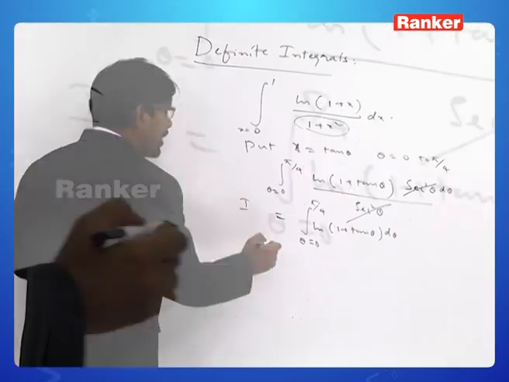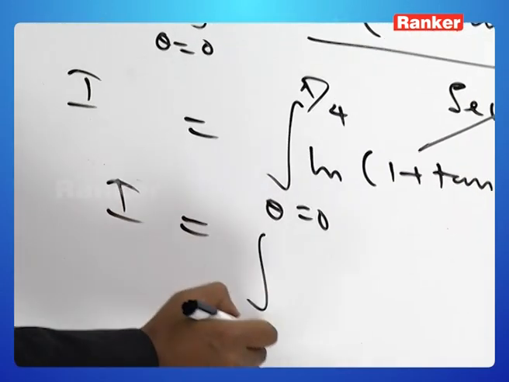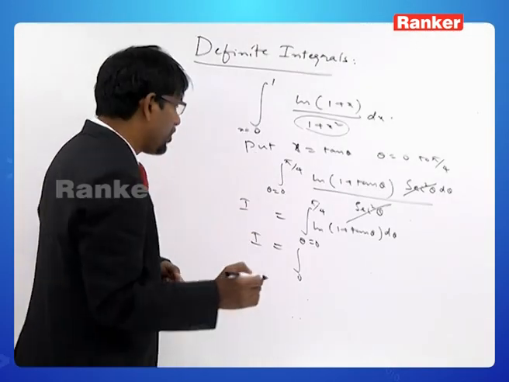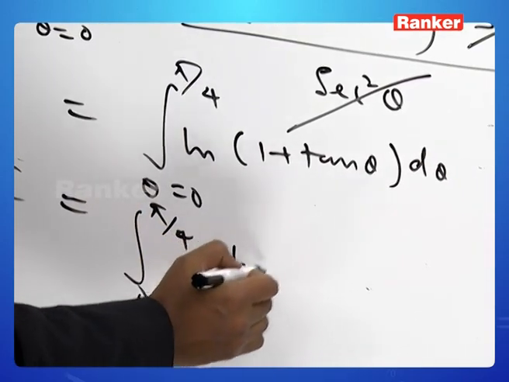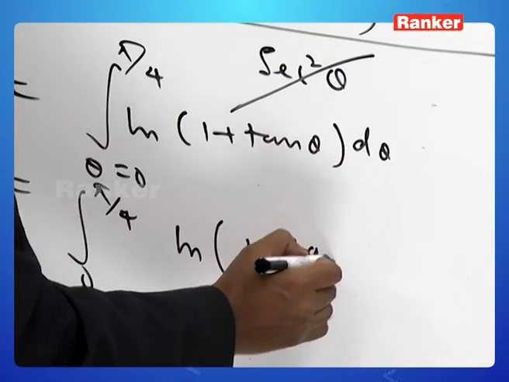Now the same I can also be written as 0 to pi by 4. Again replace theta with pi by 4 minus theta. So ln of (1 plus tan of (pi by 4 minus theta)).